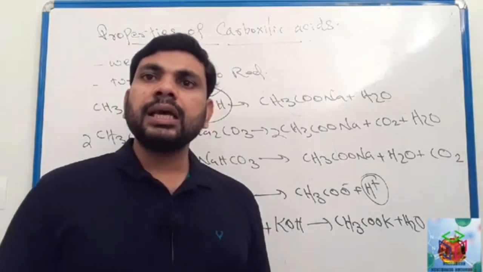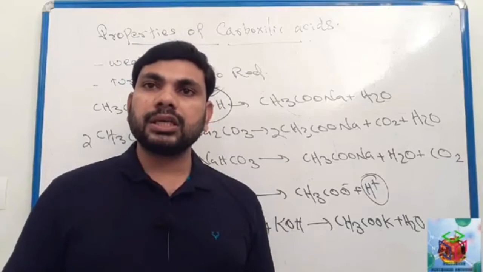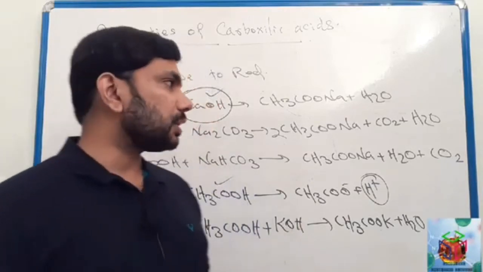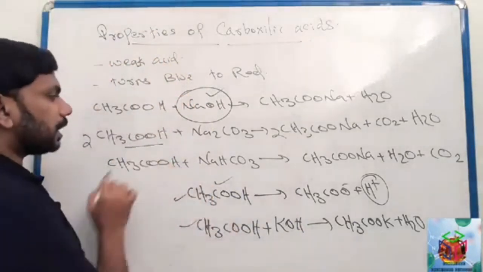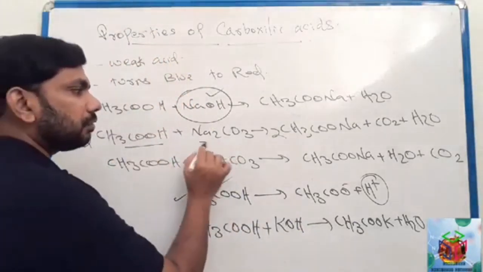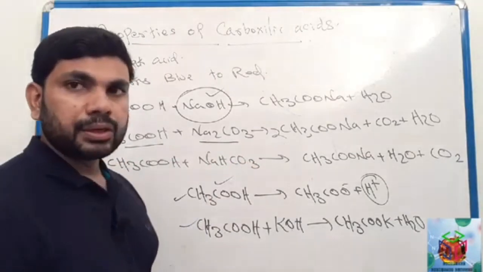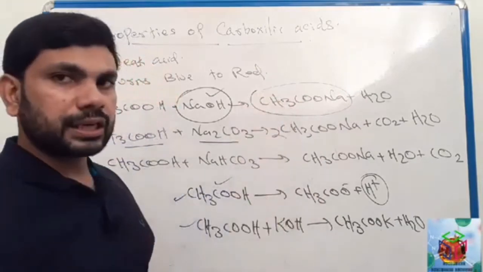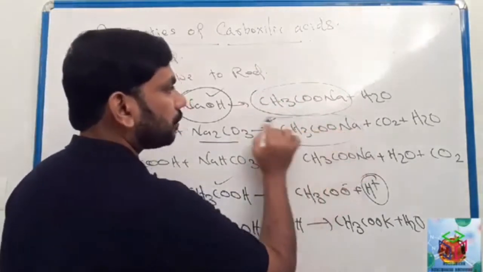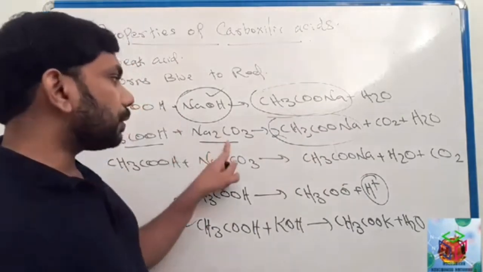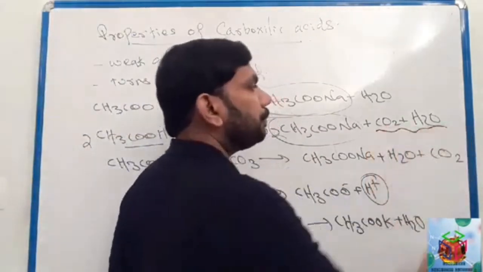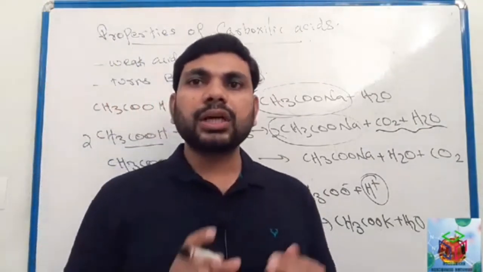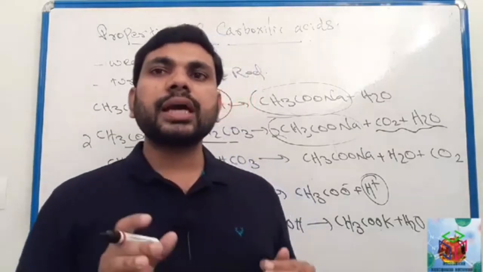Carboxylic acid, a weak acid, will react with carbonate. It will react with sodium carbonate and form carbon dioxide and water. See here, this is carboxylic acid, ethanoic acid. It will react with sodium carbonate. This product is always the same, sodium salt of carboxylic acid. Here also sodium salt of carboxylic acid. It is carbonate, so this side product will be different, carbon dioxide and water. You know, acid reacted with carbonate, there will be salt and water.